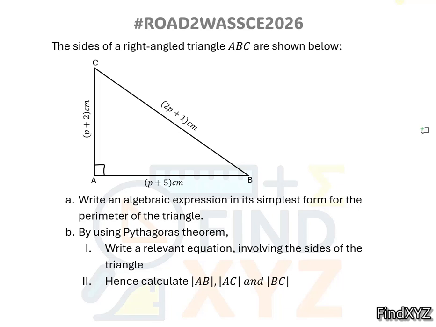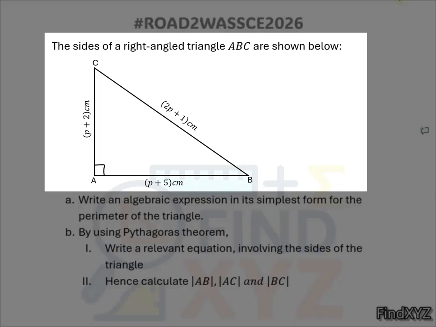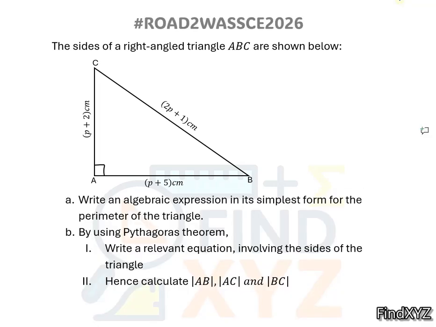Let's try this question. We have been given the sides of a right-angled triangle ABC as displayed. We have been tasked to do two things. The first thing is to write an algebraic expression in its simplest form for the perimeter of the given figure, and then to use Pythagoras theorem to write a relevant equation involving the sides of the triangle and to calculate the length of AB, AC, and BC.